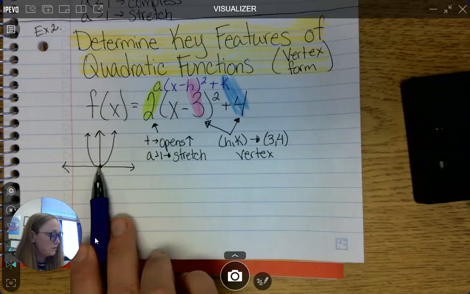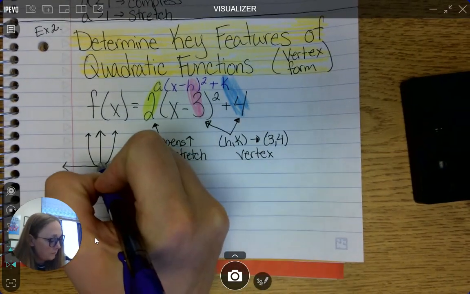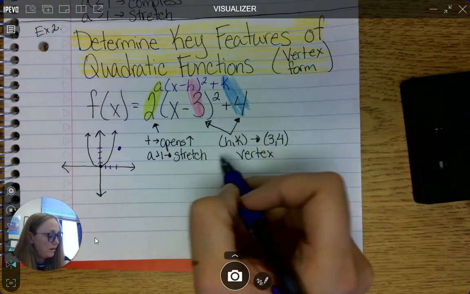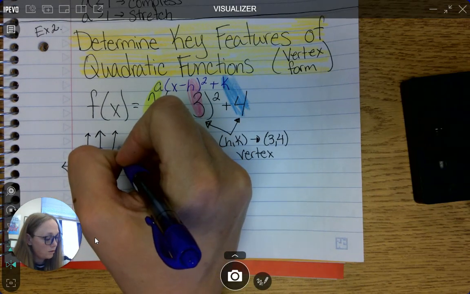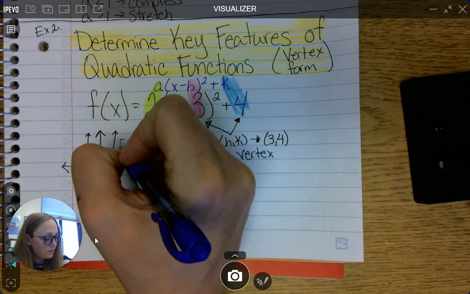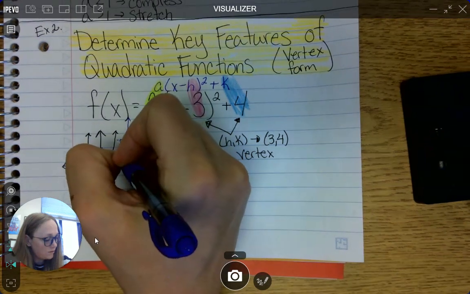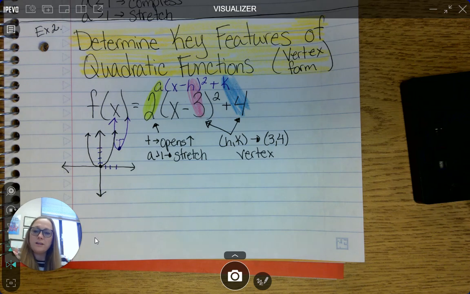Okay, so I'm going to walk 3, climb 4, so it's going to be right up here somewhere, and it's going to open upward, and it has a slope of 2. So I'd walk 2, climb 1, so it'd be somewhere right there. And I'm aware our graph's not going to be perfect, but at least you have some visual aid of an idea of what it's supposed to look like, okay? All right, so that is what our graph should look like.